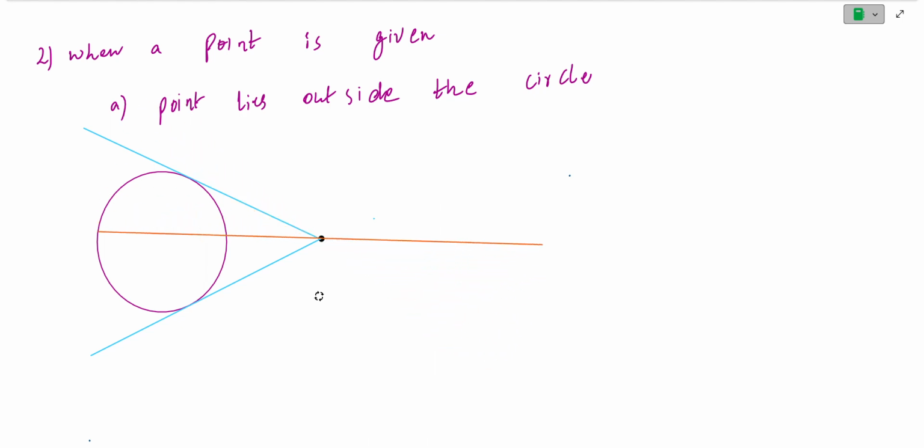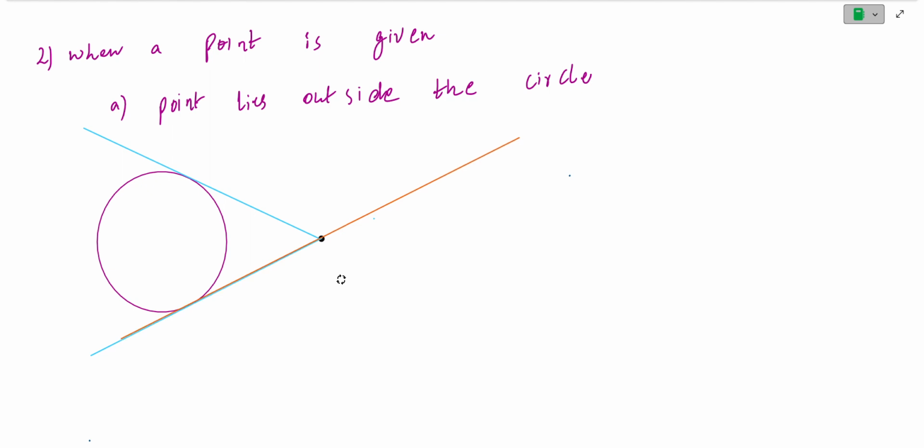These are the cases of straight lines passing through the given point. I can draw infinitely many straight lines, but out of all these, two straight lines, the blue colored lines here, are the tangents. If you observe, the orange colored line exactly coincides with the blue colored line at this place once and at this place once. So these two are the tangents.